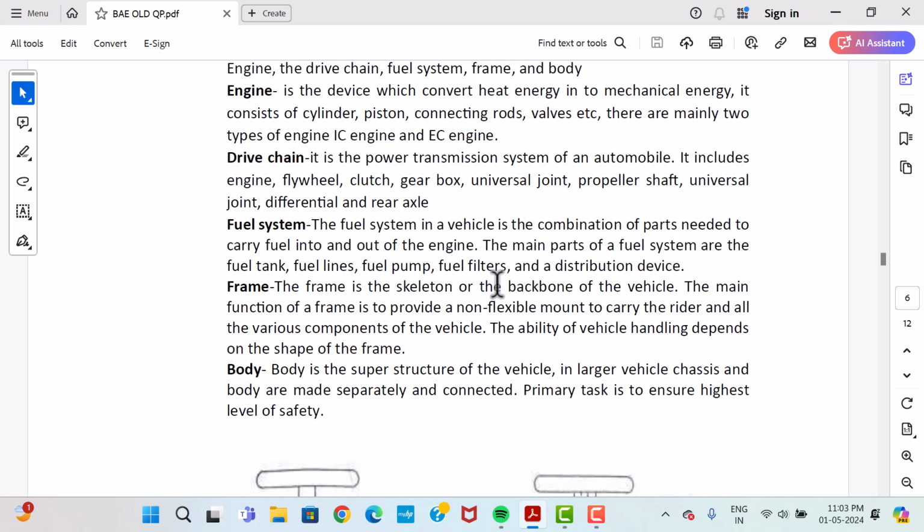Frame. Frame is the skeleton or the backbone of the vehicle. The main function of the frame is to provide a non-flexible mount to carry the rider and all the various components of the vehicle. The ability of vehicle handling depends upon the shape of the frame.